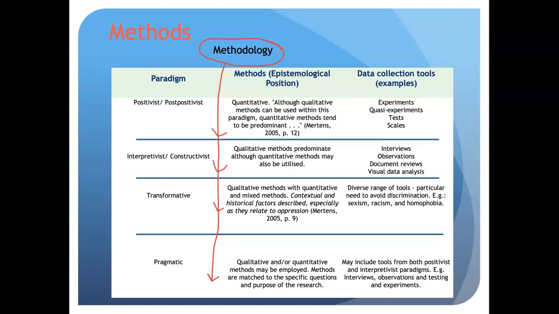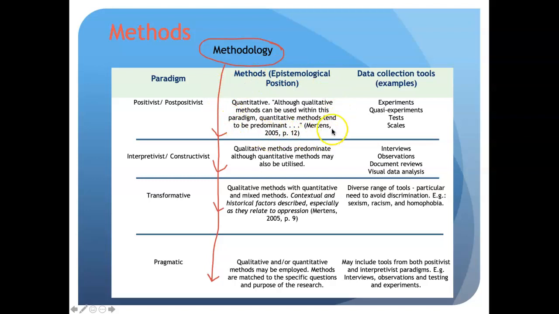So I've indicated here on the chart where a methodology fits, and as you saw in the last frame, there are so many that we could put in here that I would have had to have tiny print for the rest of this. So I've left it as is. So here we have paradigm, methodology, and that methodology comes out of the paradigm. And then we have methods, that is your epistemological position.